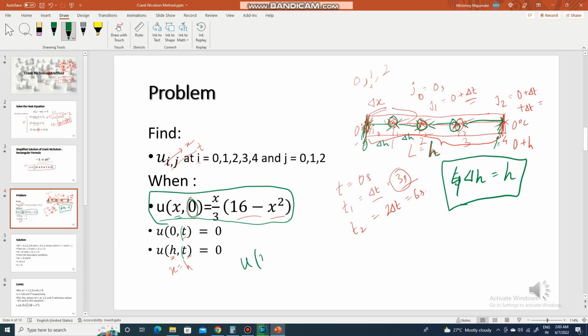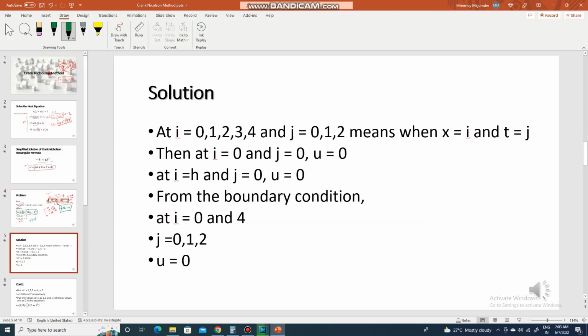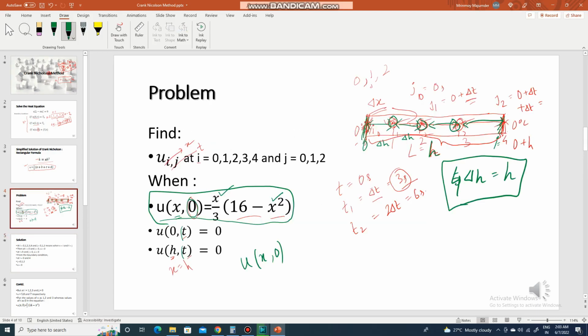U at all the x's when time is equal to 0, that is, in the initial stage. You can find the temperature at each of the nodes with the help of this equation: x by 3 into (16 minus x square). This x is the position of the node. So this is what it is. So the problem is there, and the solution we have to make.